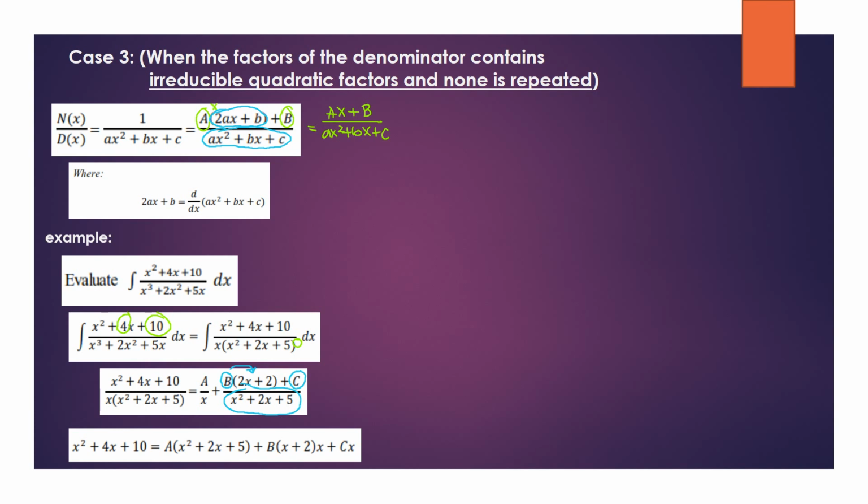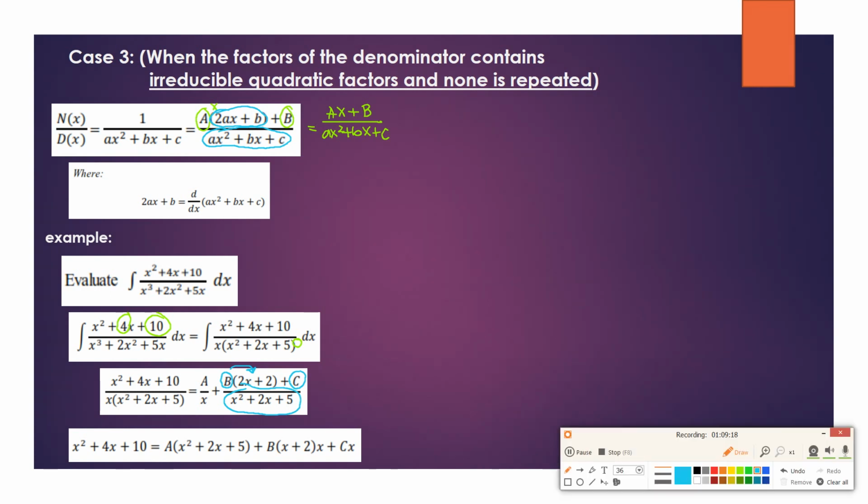Okay, tapos pag kinuha natin ngayon yung LCD, multiplying both sides by the LCD. Ano yung LCD niya? X times x squared plus 2x plus 5. So, yung first term, ito na lang yung matitira dito. Check. Sa A, may x na kasi, yung x squared plus 2x plus 5 na lang. Check.